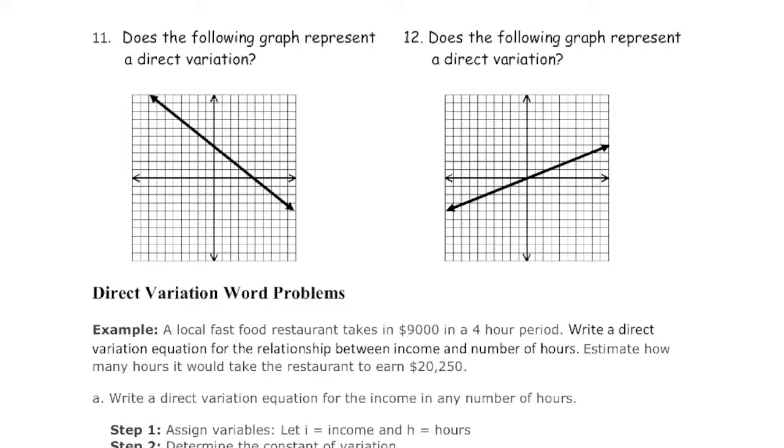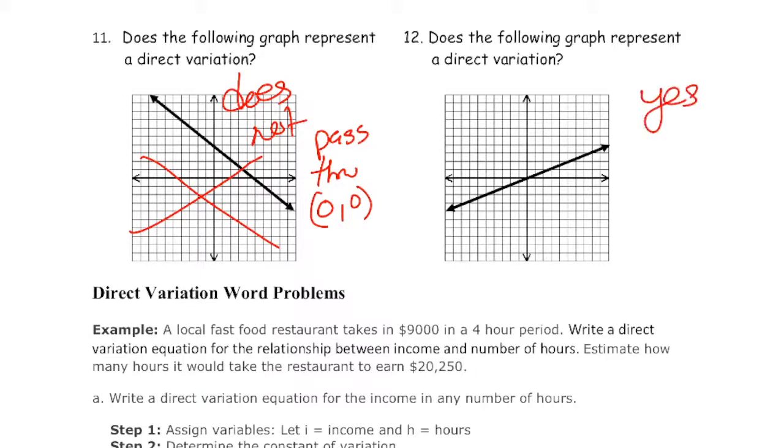Okay. Here we go. Last warning. All right. This first one does not, because it doesn't pass through 0, 0. Not a direct variation. Does this represent? Yes. It passes through 0, 0, and is a straight line.